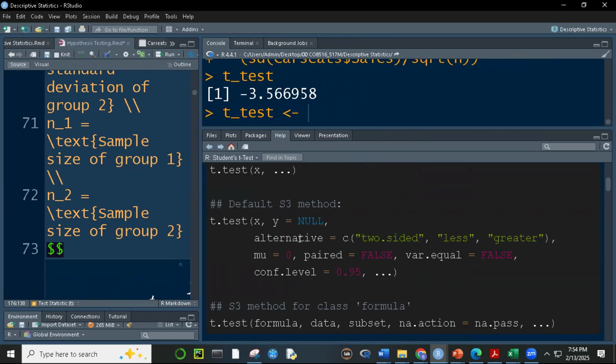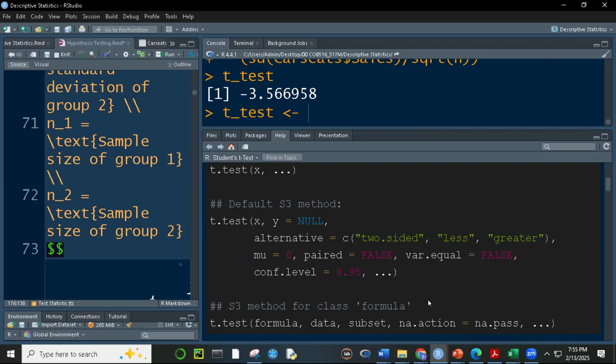Remember, in our t-test we only used the simple one. So what did we use, Dom, two-sided, less or greater? Two-sided or one-sided? Two-sided, not equal, is the alternative. Correct. Our null is equal to, and our alternative is not equal to.